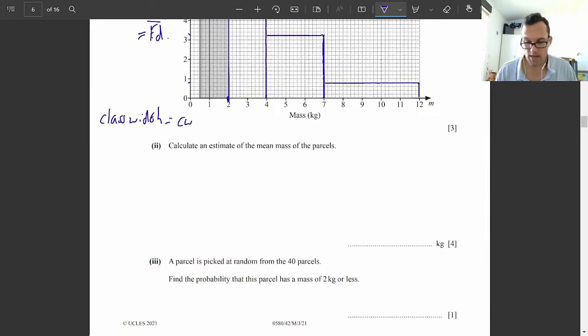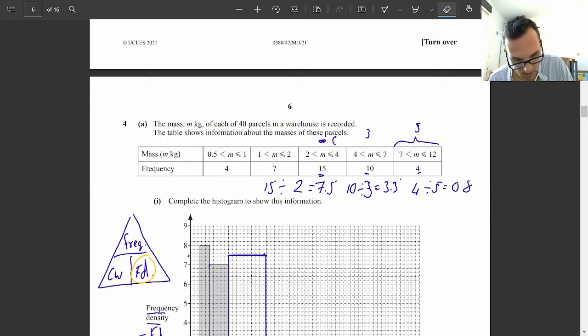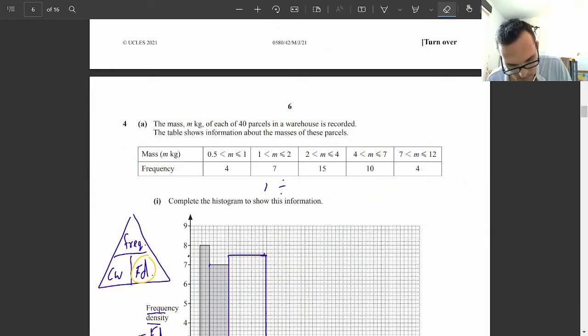Question 4a, part 2. We need to calculate an estimate of the mean mass of the parcel. So we need to go back to our table here. To calculate the mean, we add up everything there is and divide by how many there are. So what is everything? All the weights of the parcels. We need to add up all the weights of the parcels and divide it by how many parcels there are.